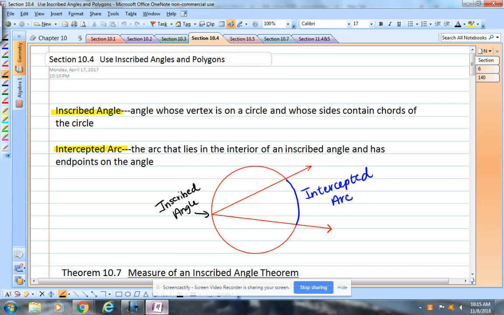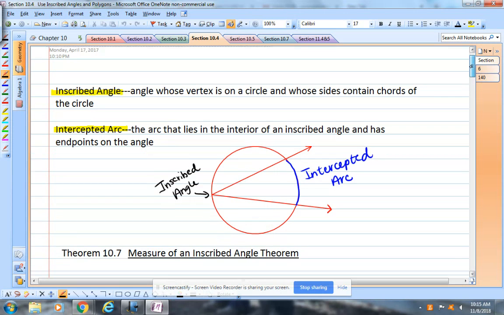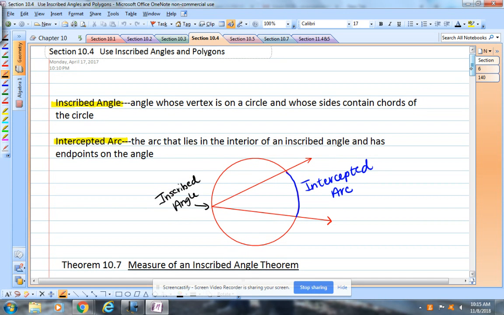Continuing talking about circles. This lesson we're going to talk about inscribed angles and intercepted arcs. An inscribed angle is an angle whose vertex is on the circle, which means it's on the edge of the circle, and the sides contain chords of the circle. So if two chords come together on the edge of the circle, then that is called an inscribed angle.